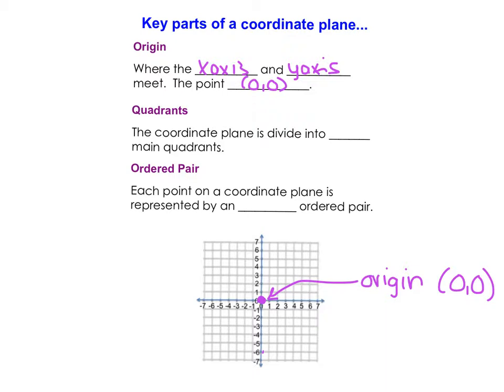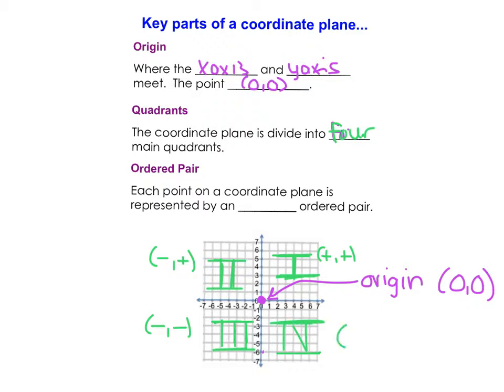Then from here, the coordinate plane is divided into 4 main quadrants. Quadrant 1, and I'm going to use Roman numerals to represent this, is right here. That's where we have x is positive, y is positive. Quadrant 2 is right here. That's where x is negative, y is positive. Quadrant 3, we go counterclockwise here. x is negative, y is negative. And quadrant 4 is where x is positive and y is negative. So we have 4 quadrants on our coordinate plane, and they go in counterclockwise order, starting in the positive quadrant.